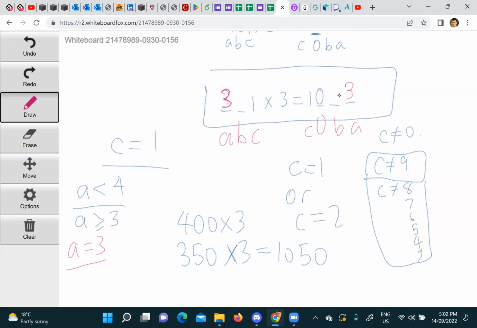Which ones have you tried? Tried 381, 371, 361, 351, 341, 331, 321. Okay, you've tried them all, have you? 305. I just haven't tried 391. Wait, we're not trying 305. It's 3 something 1, yeah?